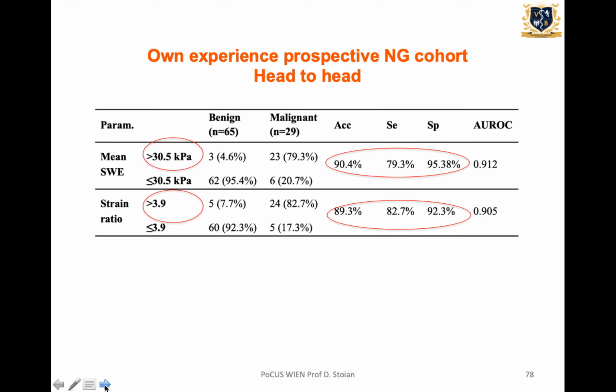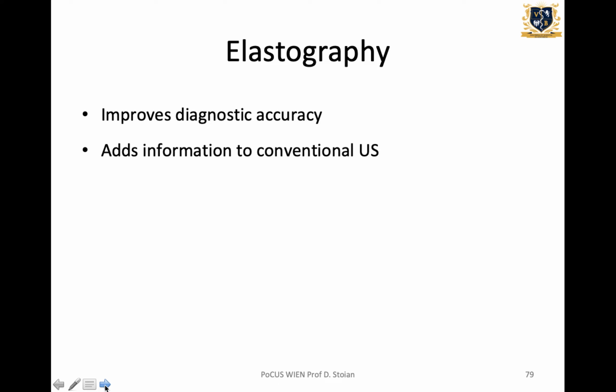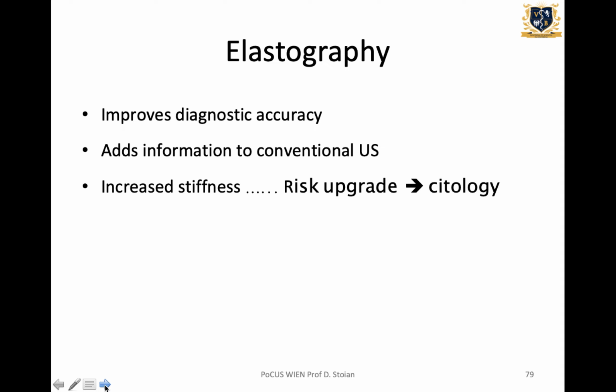So it's not a matter of which elasto is better, it's a matter of using stiffness regardless if you use it strain or shear wave in order to enhance your diagnostic accuracy. Because at the end, even if you're discussing about breast or thyroid, it improves the diagnostic accuracy, it adds information to conventional ultrasound. The general rule is whenever stiff, you have to make an upgrade of the risk and refer it at the end to cytology if it's fine needle in thyroid or true cut in breast.